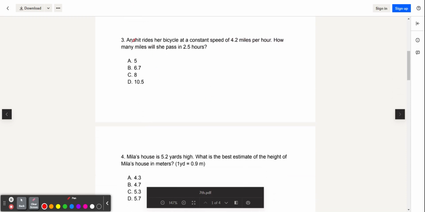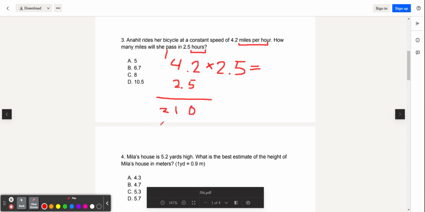Number 3, Anna rides her bicycle at a constant speed of 4.2 miles per hour. How many miles will she bike in 2.5 hours? So just like problem 1, all we need to do is multiply, since they give us how fast she goes and the time she was riding for. So if we were to work it out, we can see that it would clearly be 10.5 miles, which is D.